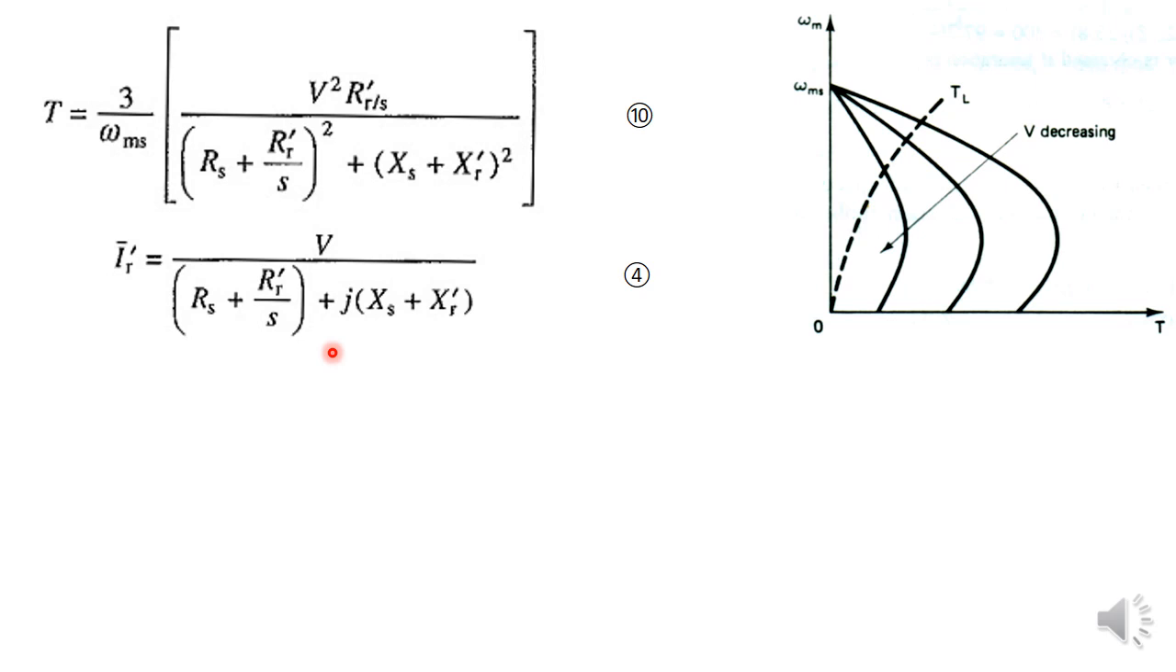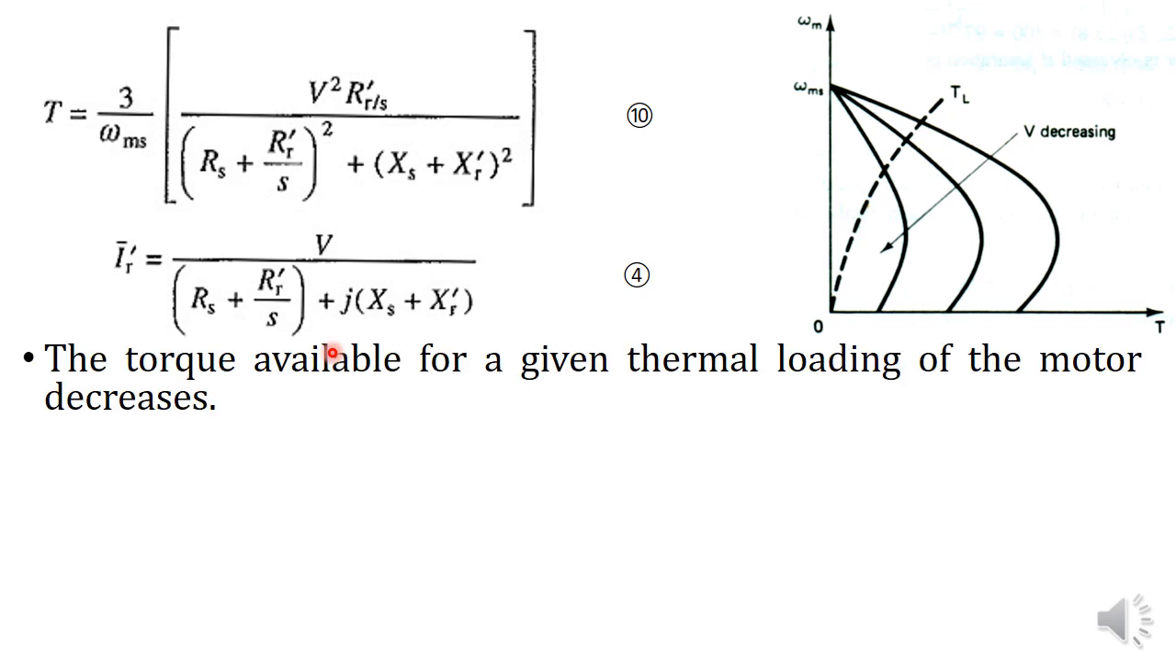So that means the heat produced will be much large. The heating effect of the machine will be much large. So the torque available for a given thermal loading of the motor decreases. For a given thermal loading of the motor, the available torque will be less. That means the machine will be very much heated, but the torque produced will be less. So this is the limitation, the application limitation of such a drive.